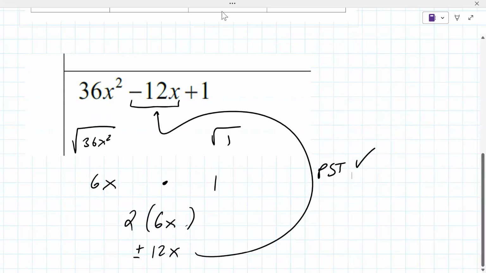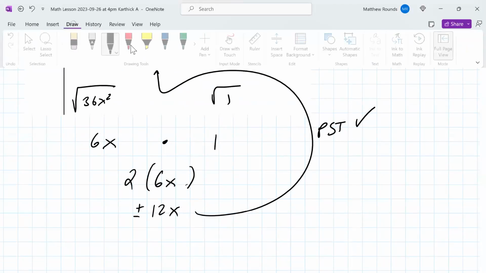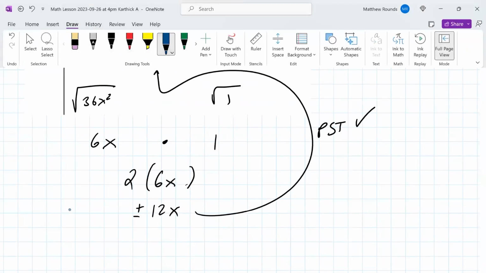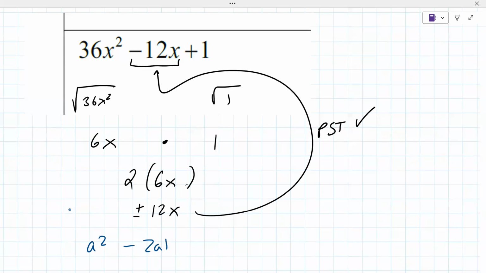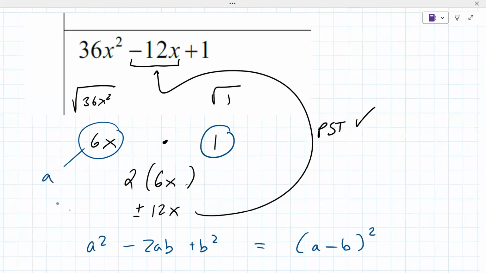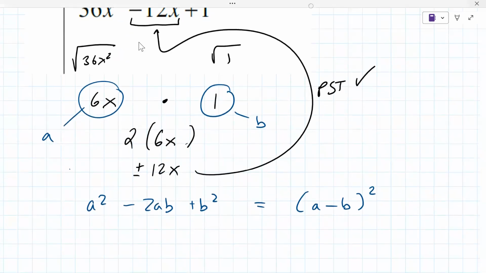So perfect square trinomials always have this form: a squared minus 2ab plus b squared. And then they always factor into a minus b squared like that. In your problem, this would be a, and this would be b. So it becomes 6x minus 1 squared, like that.